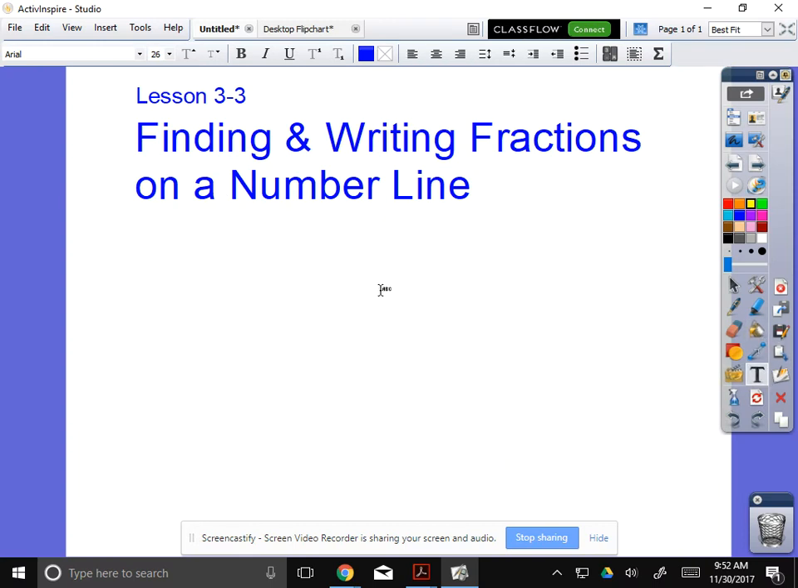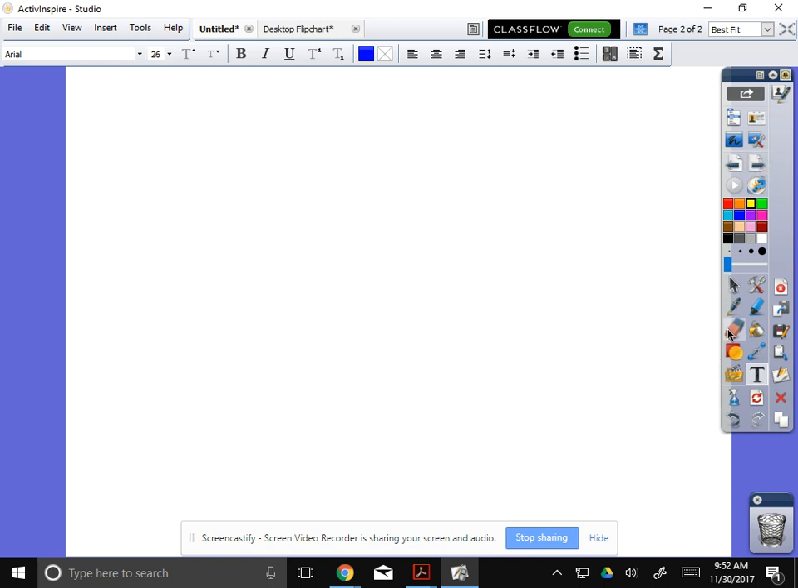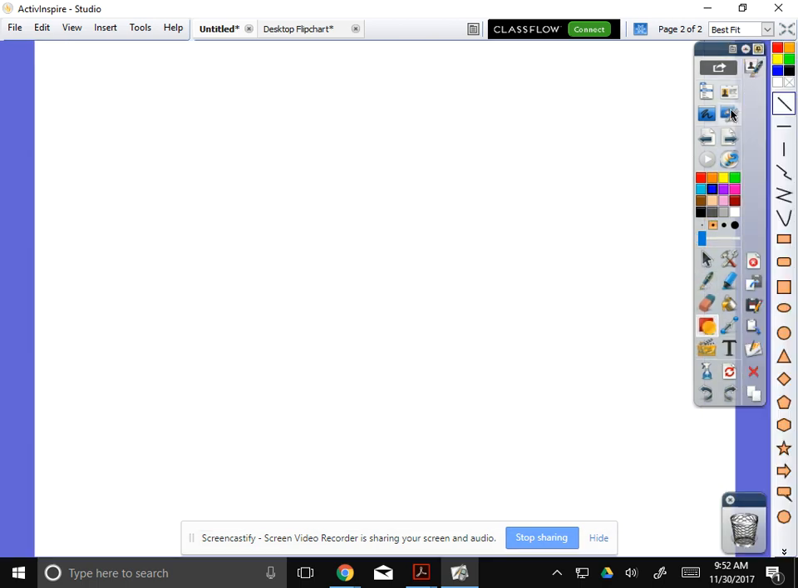Today's lesson is going to be on finding and writing fractions along a number line. Again, hopefully something that'll go pretty quick, and if not, this will be a nice tutorial to help guide you. Now, a number line is simply a line with numbers placed upon it. Here, I'll do my best drawing.